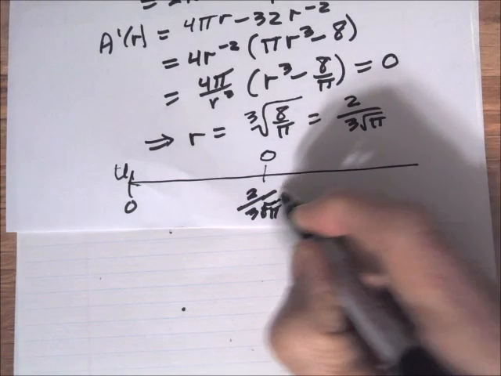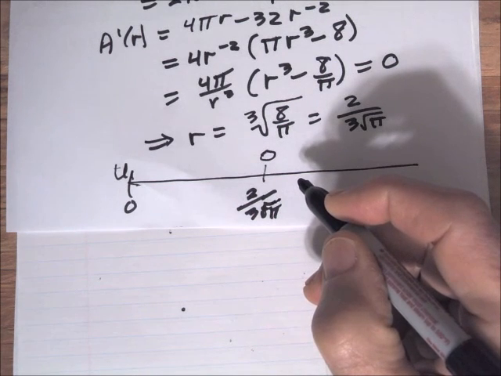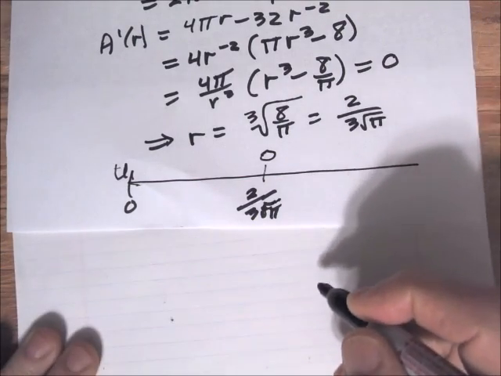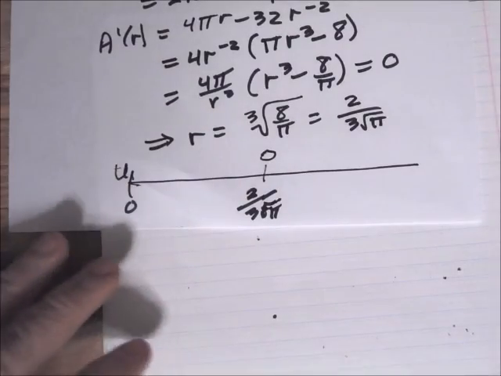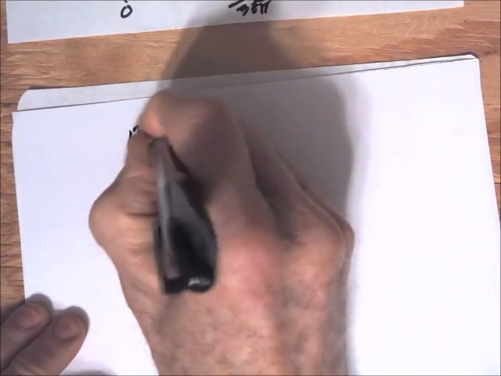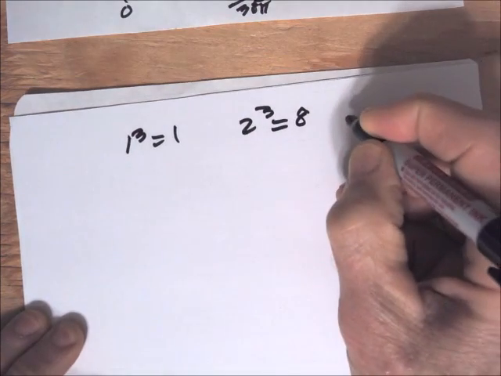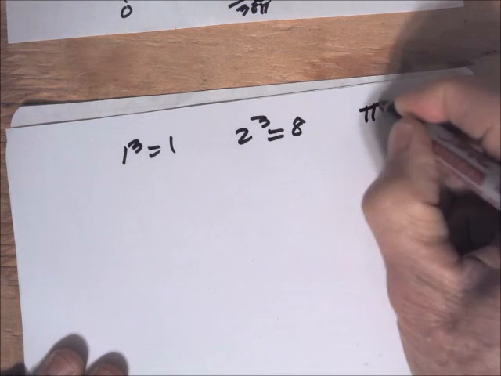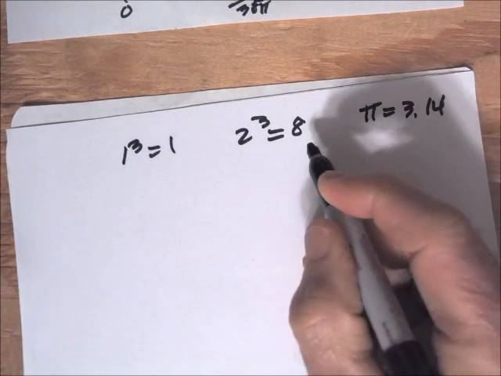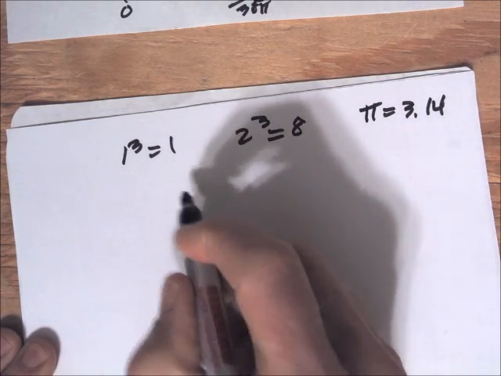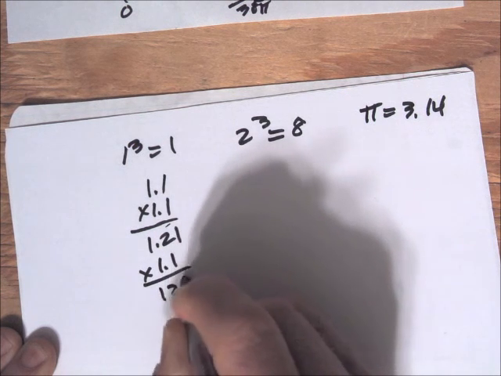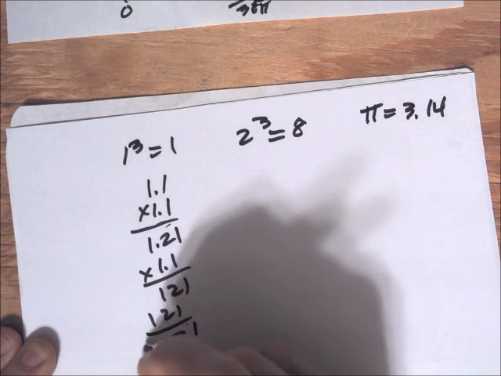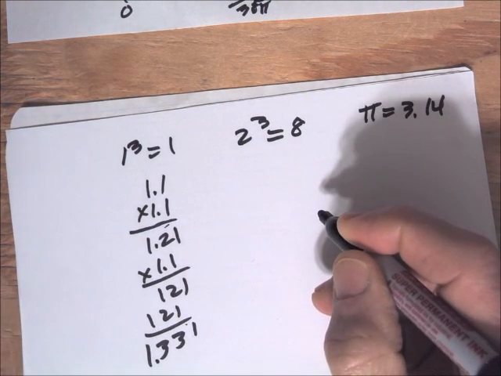Let's see if we can estimate the cube root of pi. So 1 cubed is 1. 2 cubed is 8. So pi is 3.14 approximately, so the cube root will be between 1 and 2. Let's try 1.1. 1.21 times 1.1 again is about 1.3. That's too small.